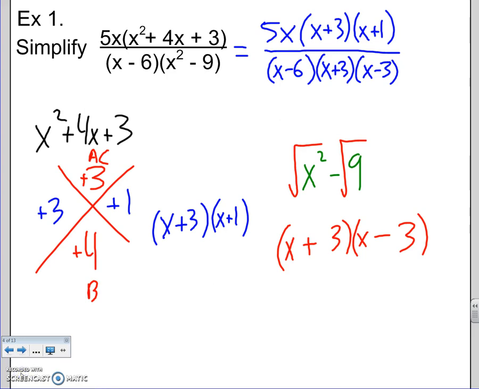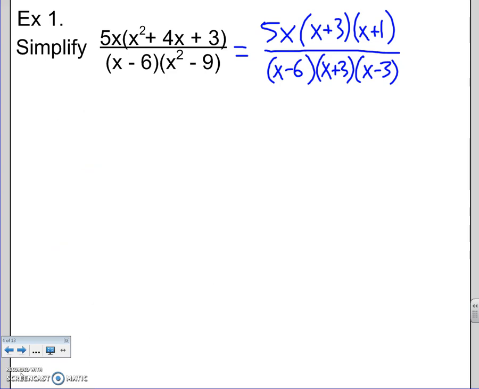Alright, I'm going to erase this bottom part because I need some space. So now we're at fully factored form, and before we reduce, before you cross out the repeats, we need to find our restrictions. Remember, we cannot divide by 0, so we have to make sure the denominator isn't 0. Just set each factor of the denominator equal to 0 and solve it.